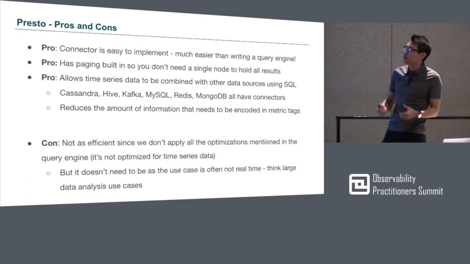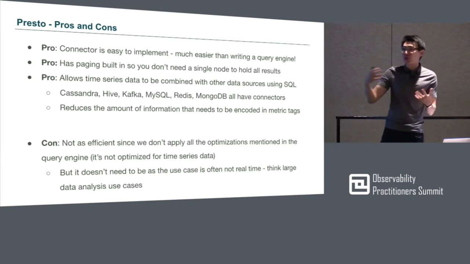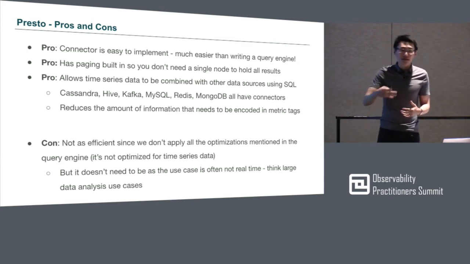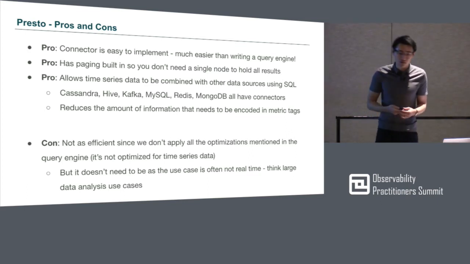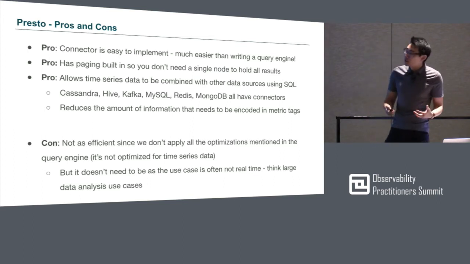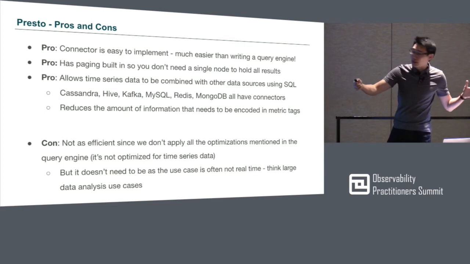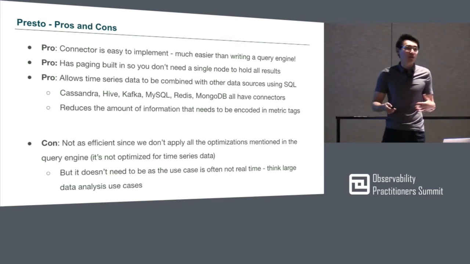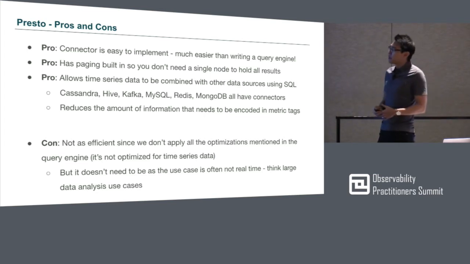So Presto will distribute a query across multiple nodes, but they're not down in your data nodes. They're in the Presto query nodes, right? All you have to provide is a connector so that it knows how, in its query language, which is SQL, to access the data from your database. And providing a connector is much easier than writing a whole query engine for sure. It has paging built in, which is nice, right? So there's not a single node that needs to hold all of your results for the whole time. You can page through that. Whereas a lot of metrics clients like Grafana or alerting engines don't really have paging built in, right? So that's nice.